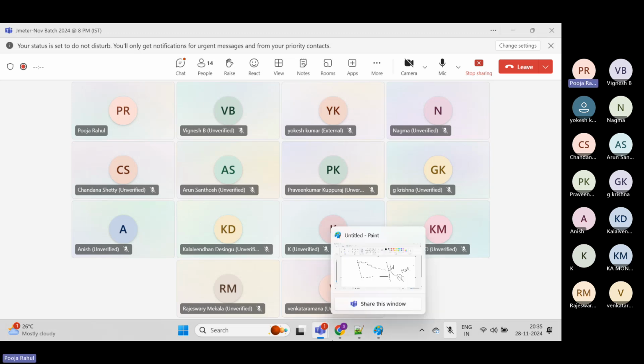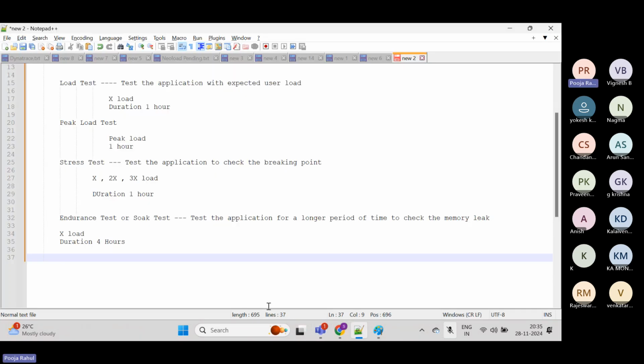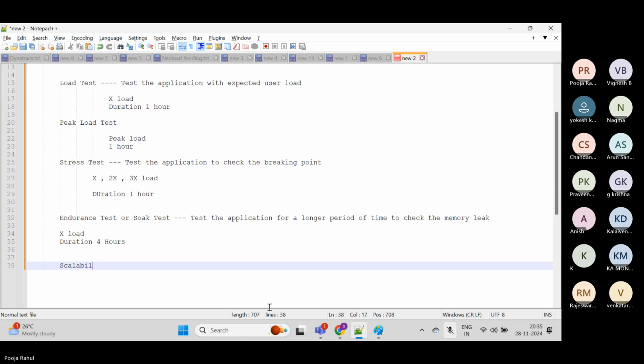Okay, so the next type of test, scalability test. Scalability test. Okay, so what is scalability test?